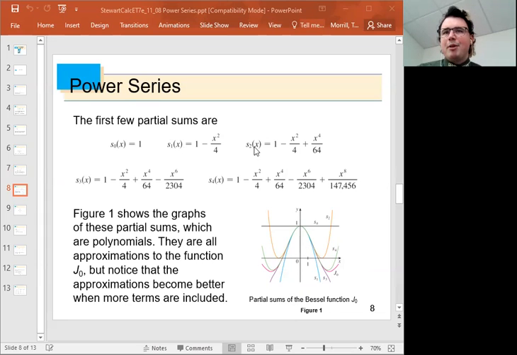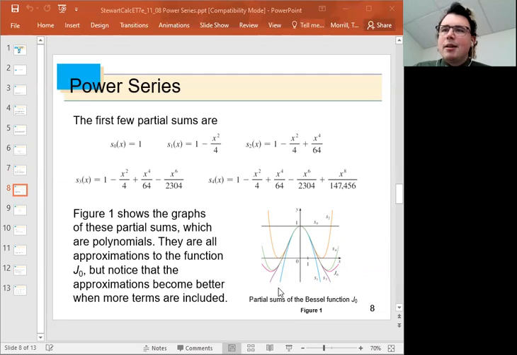Here are the first couple partial sums of this Bessel function. So S0 is just 1. S1 is 1 minus x squared on 4. S2 is 1 minus x squared on 4 plus x to the 4 on 64, and so on. And here are their graphs.